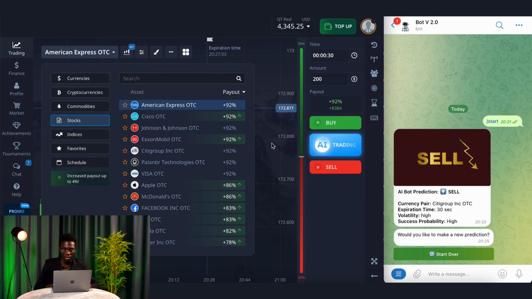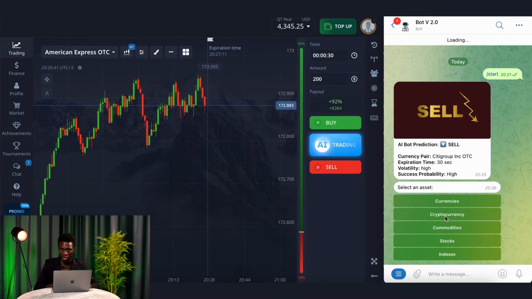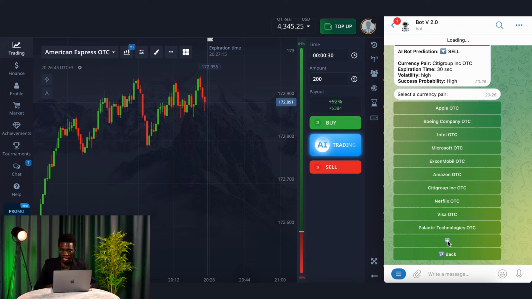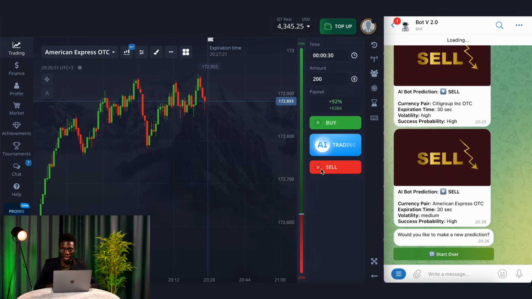Let's go ahead and hit the market with the next trade. It's going to be on American Express OTC. $200 on the line, and I will be taking this trade on 30 seconds. Let's go ahead and ask our trading bot what the prediction is going to be for the stock American Express OTC. There you go, ladies and gentlemen. American Express OTC on 30 seconds. It is gonna be another sell. Let's go ahead and execute a sell.